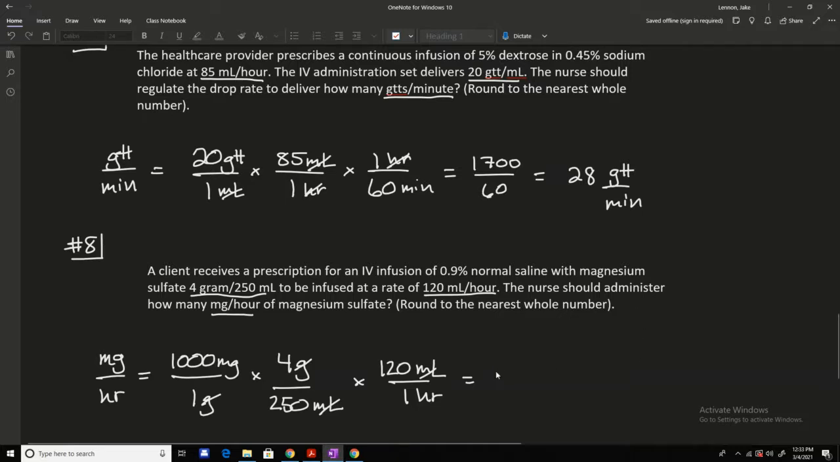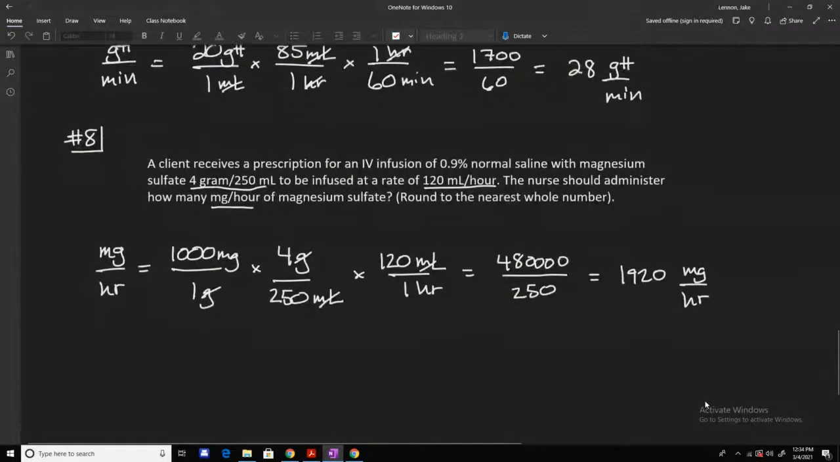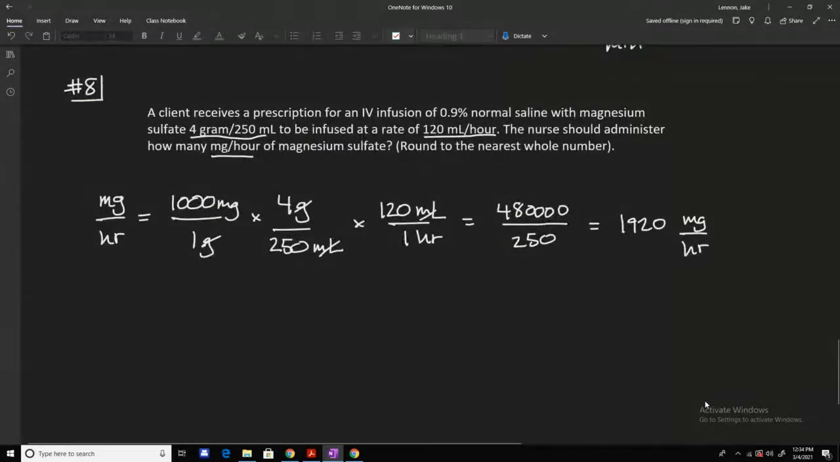So I end up with 48 followed by 4 zeros. And I'm dividing that by 250. And that comes out to 1920 milligrams per hour. Anyone have any questions there? No. Okay. Let's do number 9.